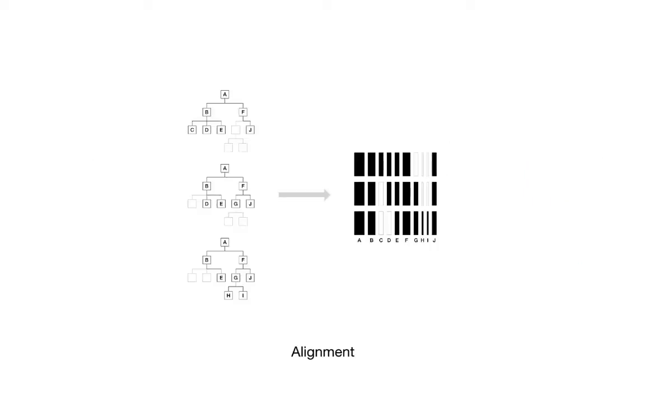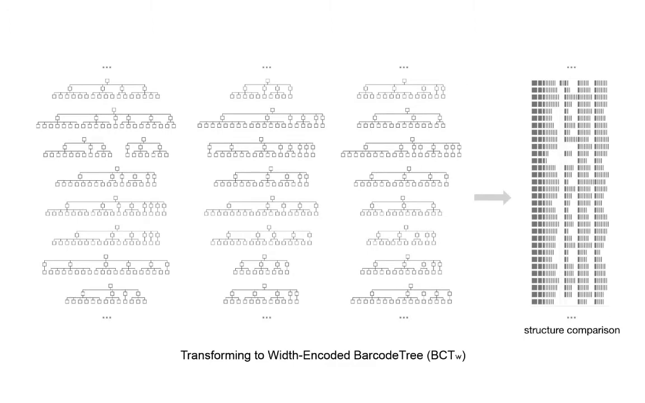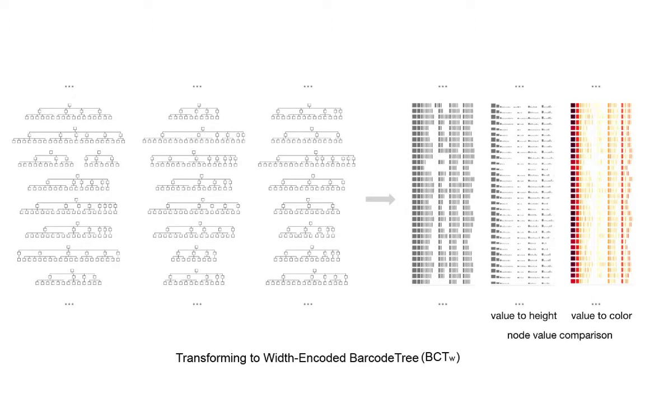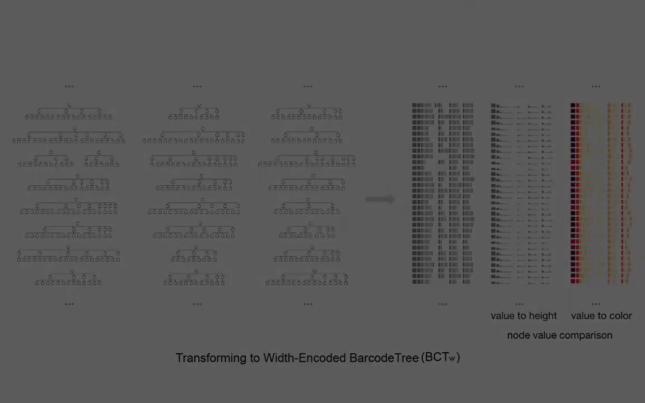With the matching nodes aligned horizontally, multiple barcode trees can be stacked vertically and viewed simultaneously for comparison. More importantly, BarcodeTree is scalable for comparing structure and node values amongst hundreds of trees.